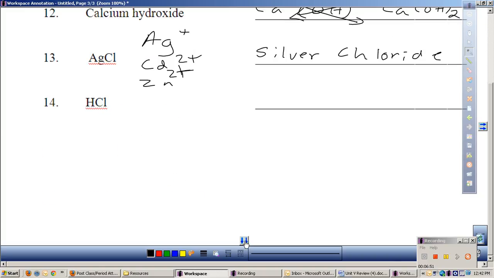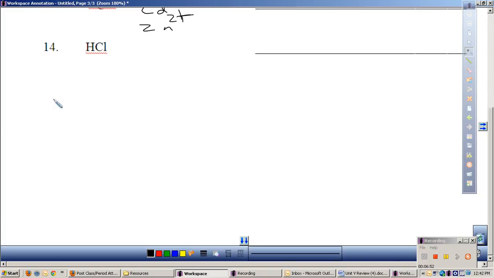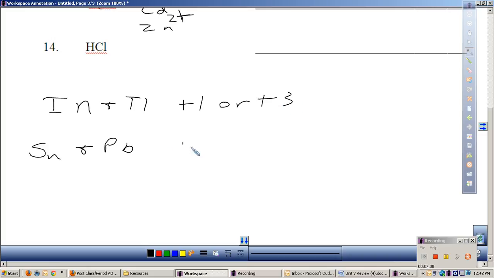Now, the other part of this that I want you all to remember is that In and Tl, and then Sn and Pb. In and Tl will exist as either a +1 or a +3. They don't have a fixed charge. And Sn and Pb will be +2 or +4. So those are those special cases that you need to remember for your test.